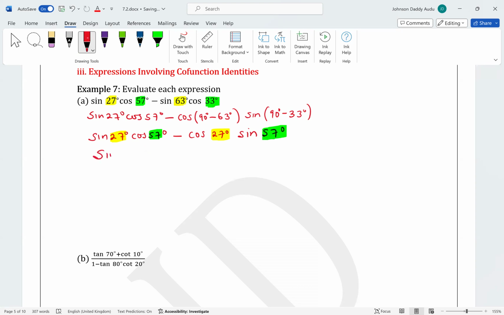So this is nothing but sine of what? 27 degree minus cosine of what? 57 degree. See that? And if you expand this, you will get back there because you have sine 27 cosine 57, then cosine 27, then sine 57. So this becomes sine 27, no, there's no cosine inside again. This is just 57 here.